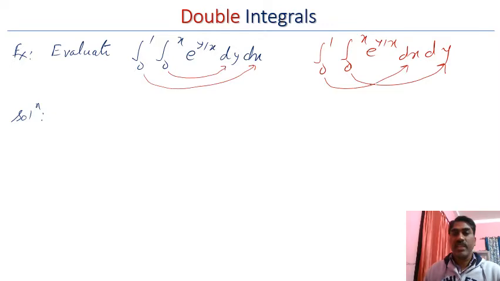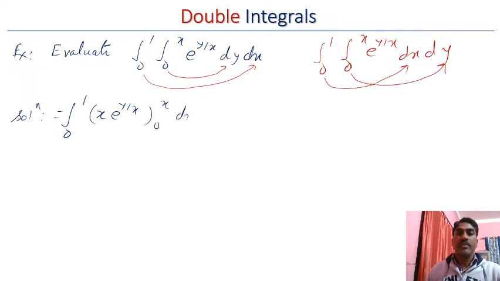So first we will integrate. Here we have the restriction that the variable limit integral is evaluated first. So first we will evaluate with respect to y because the limit of y is variable. So this is equal to 0 to 1, and e to the power y by x integrated with respect to y gives you x e to the power y by x, and the limit is 0 to x, then dx.